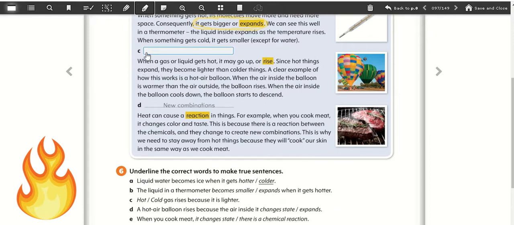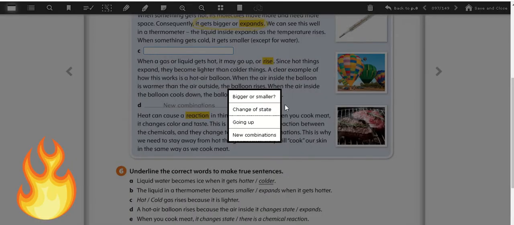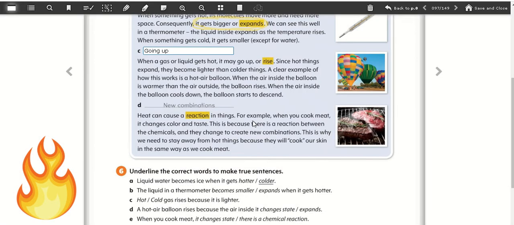So, in this case, letter C, bigger or smaller, we already use it. Change of state, we already use it. Going up, it's going to be the option. So, please write down that, going up. Going up is going to be another effect of heat, another consequence of heat.